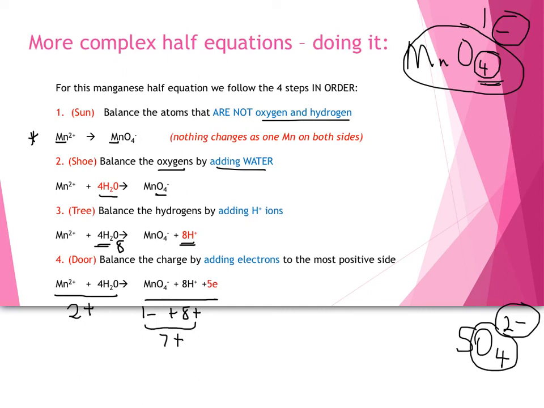So on the left we've got 2 plus, on the right we've got 7 plus. So we have to add electrons to the most positive side, which is the right, because 7 plus is more positive than 2 plus. And we have to add enough to make it equal the left side. So what do I have to add to 7 plus to make it equal 2 plus? I have to add 5 electrons, which are minus, remember. Okay, so that's why we've added 5 electrons in that final step. So now you've balanced that half equation, you've done the 4 steps.